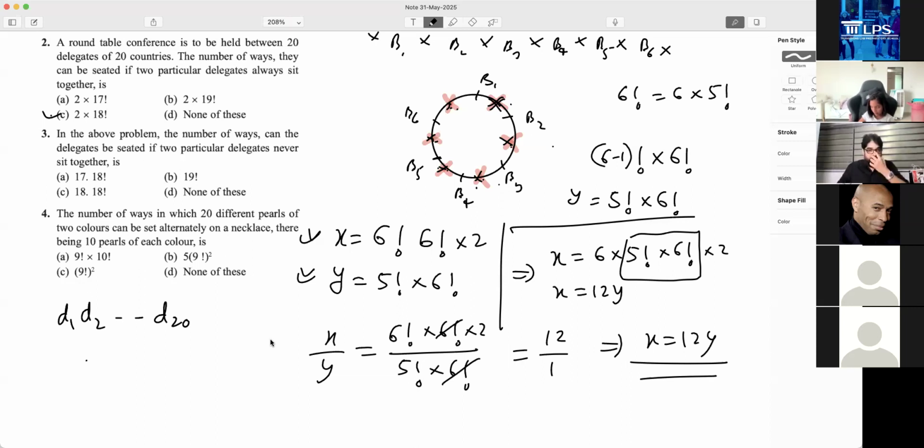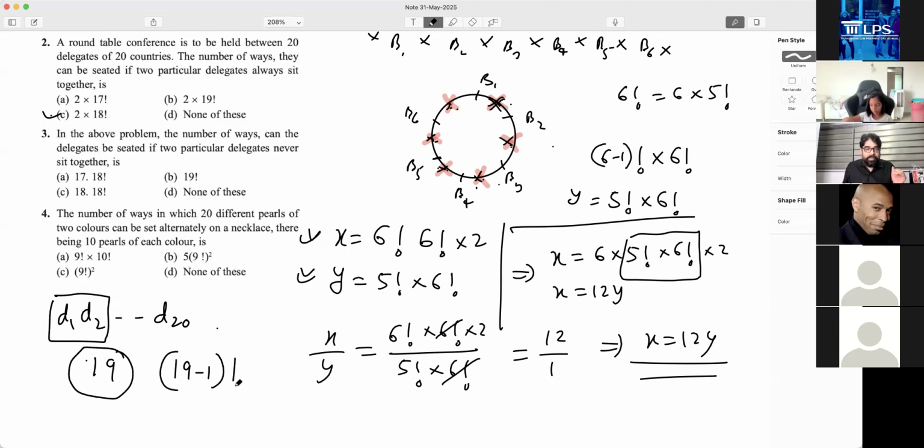Yes. So these are the 20 delegates. Suppose D1 and D2 want to come together. To keep them together, assume them as one object. If you assume them as one object, how many objects in total? 18 other objects plus 1, that is 19 objects. These 19 objects have to go in a circle. So how many ways can we do this? 19 minus 1 factorial, whenever circular arrangement is taking place.